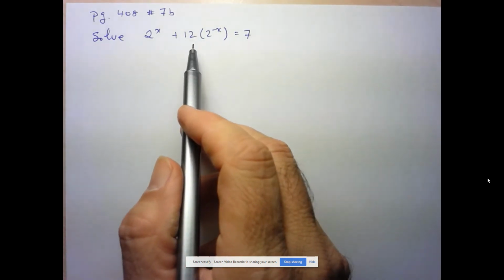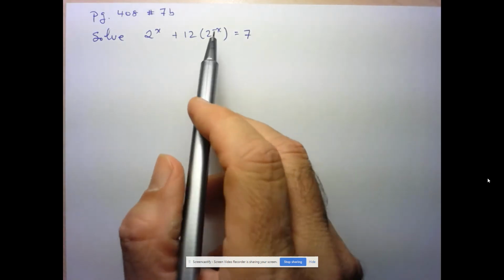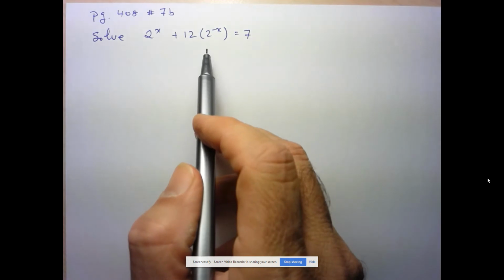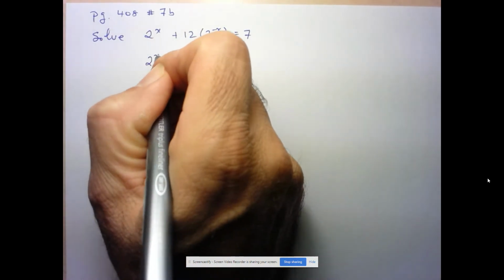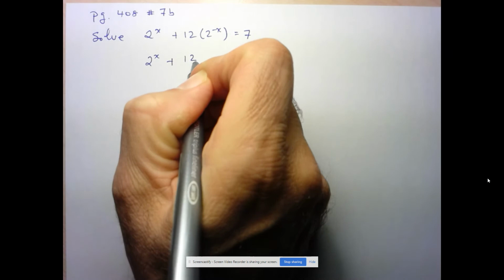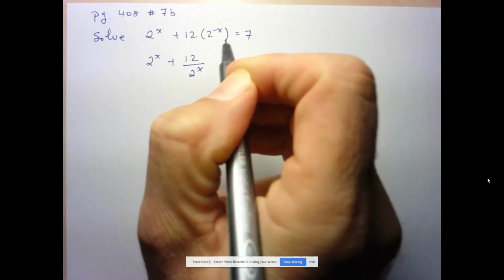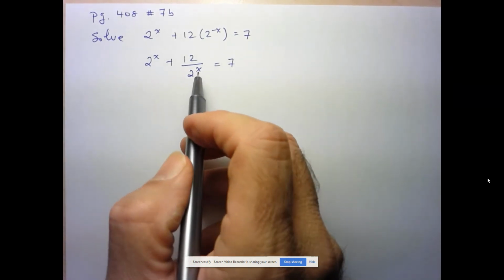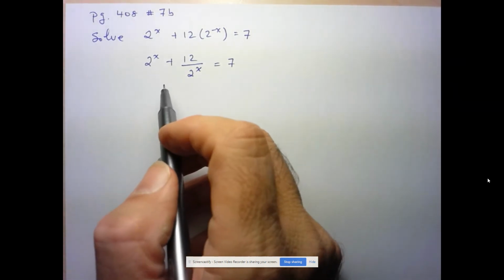So it usually involves using some exponent rule. So I'm going to use the fact that 2 to the negative x is the same as 1 over 2 to the x. So I can rewrite the left-hand side as 2 to the x plus 12 over 2 to the x equals 7. All right, and now I see that all my powers are exactly the same.